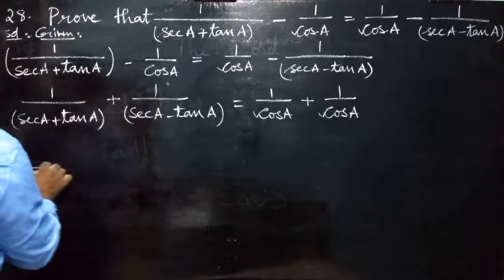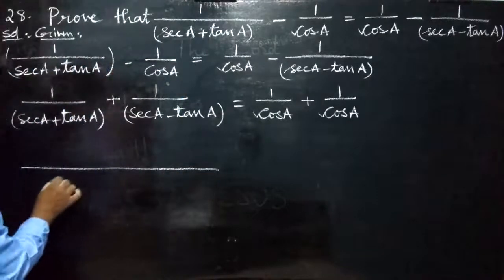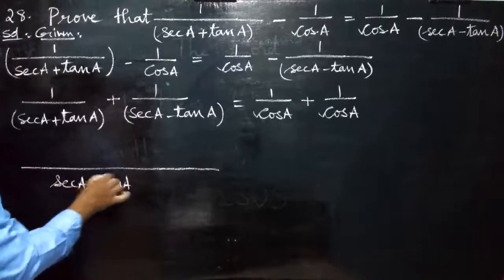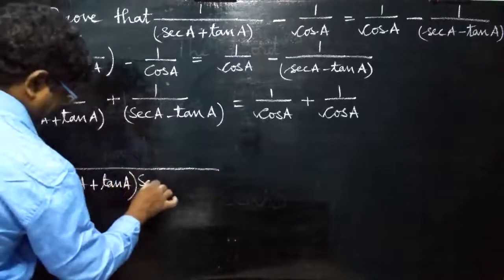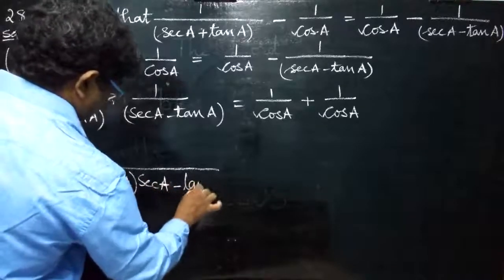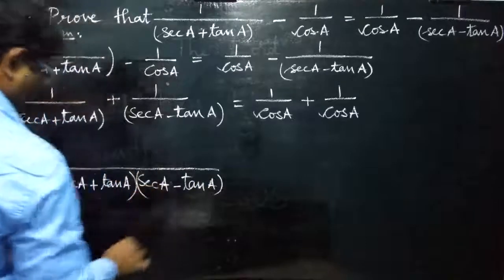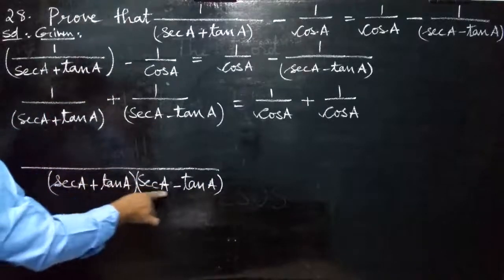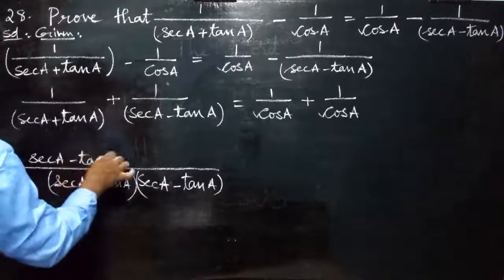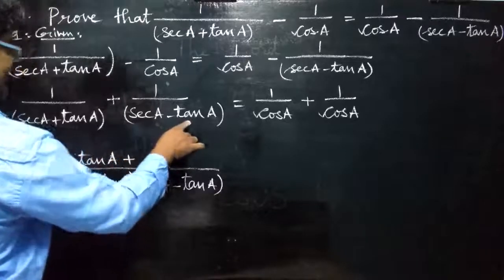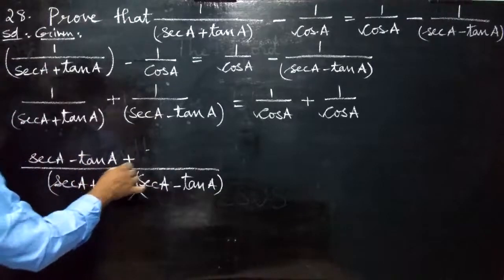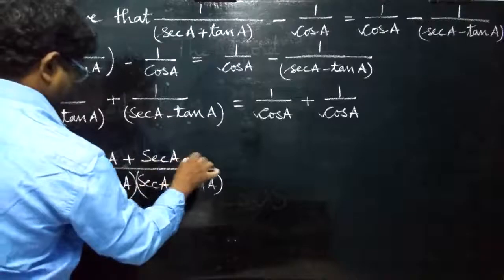Now take LCM. Here the LCM is secant A plus tan A into secant A minus tan A. So secant A plus tan A goes secant A minus tan A. So secant A minus tan A plus secant A minus tan A goes secant A plus. So for plus no need for a bracket. If minus is there, compulsorily you have to write a bracket. So secant A plus tan A.